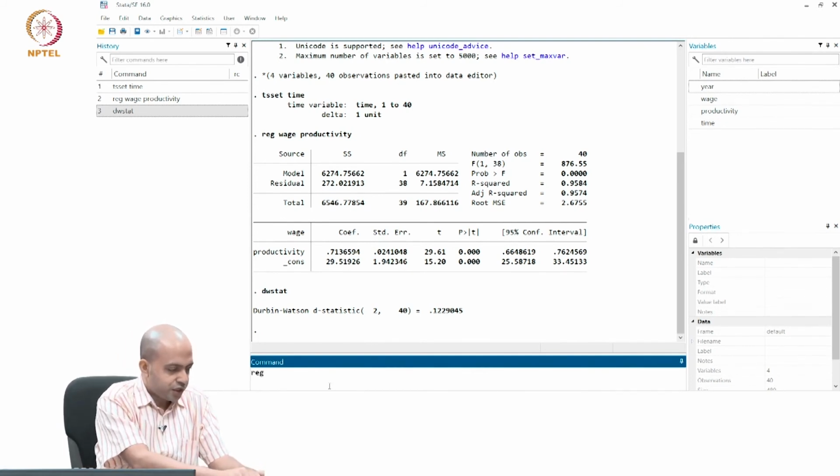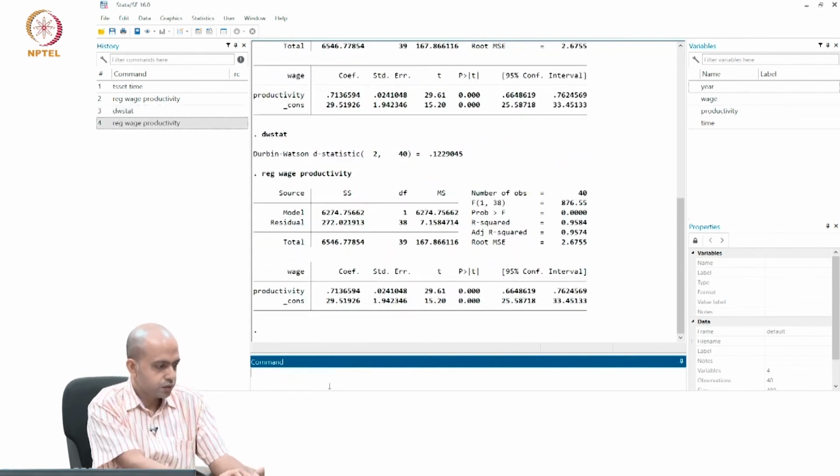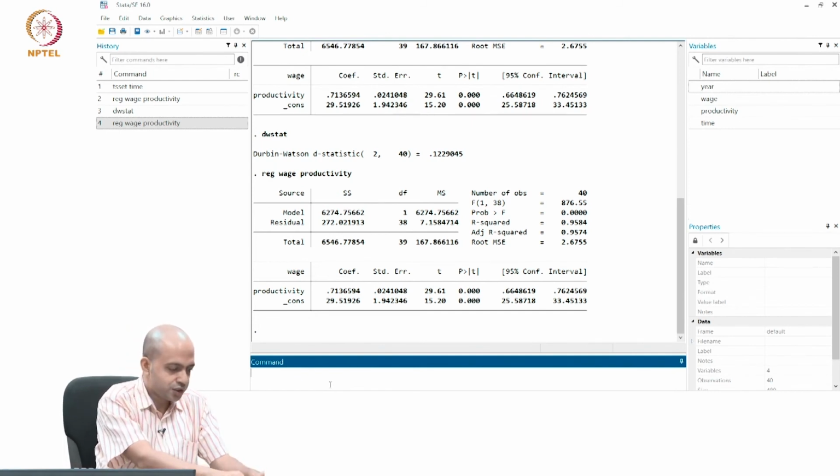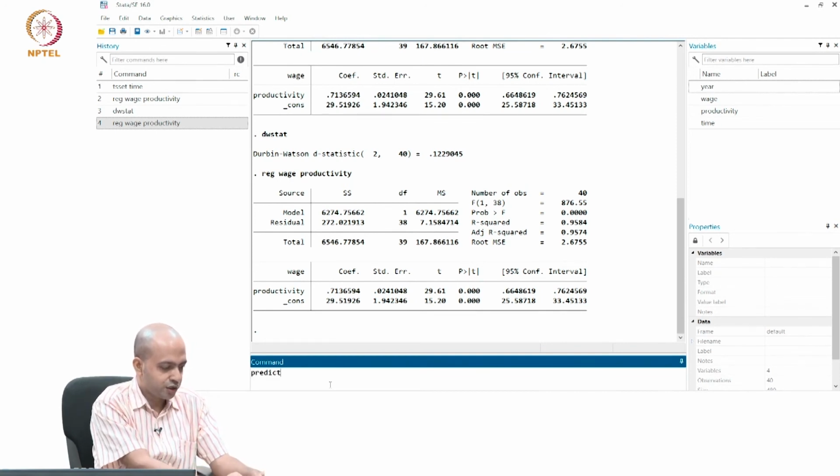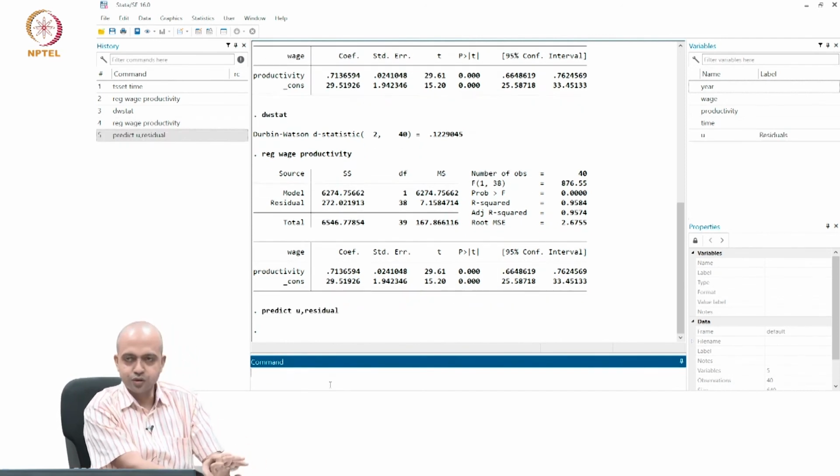Once again I will write the main regression, reg wage productivity, and then the first step is, as I said, to get the residual term. And what is the command for this? If you remember, this is the predict command: predict u, residual. So, you have now predicted u. The moment you successfully predict, the variable is added here.